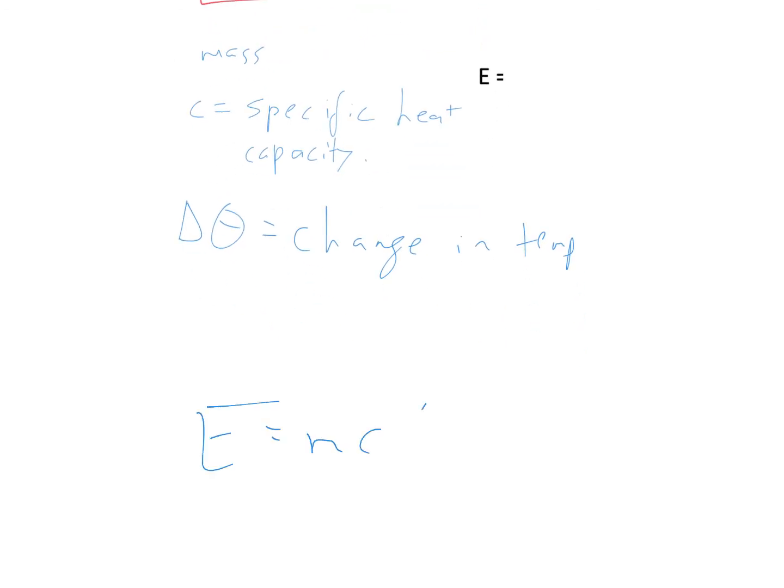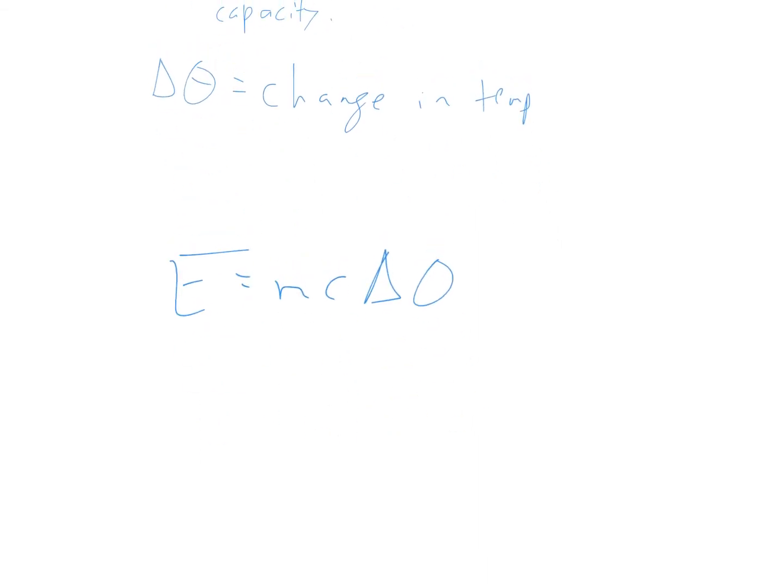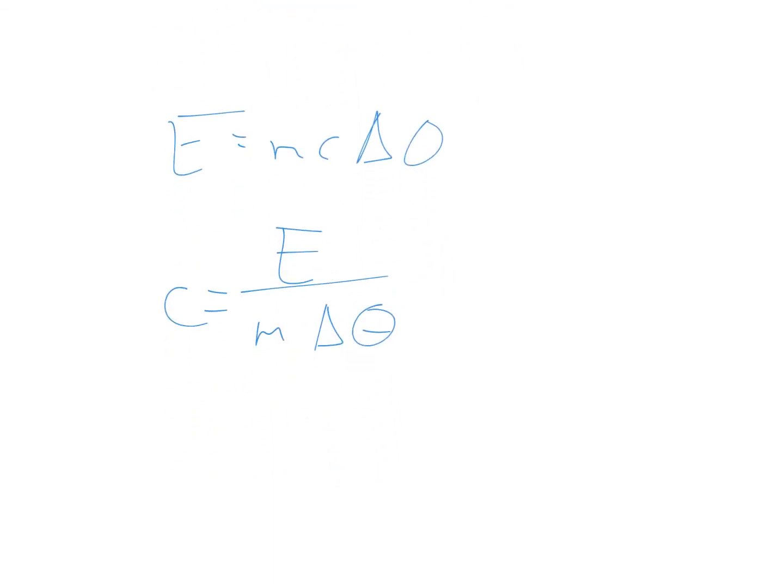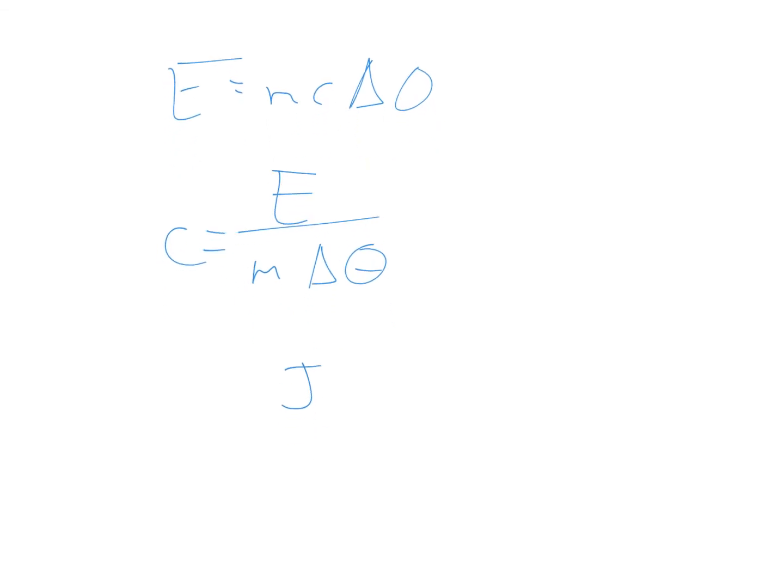So we have E is equal to mc delta theta. We rearrange that to get C by itself. We get E divided by mass times the change in temperature. The unit for energy is joules. The unit for mass is kilograms. And the unit for temperature change is Kelvin. So we get joules over kilograms Kelvin, or we can rewrite this in a more Leaving Cert way: joules kg minus 1, Kelvin minus 1.